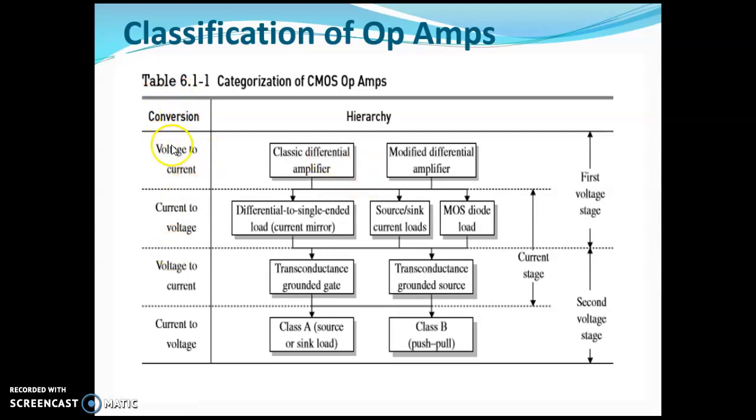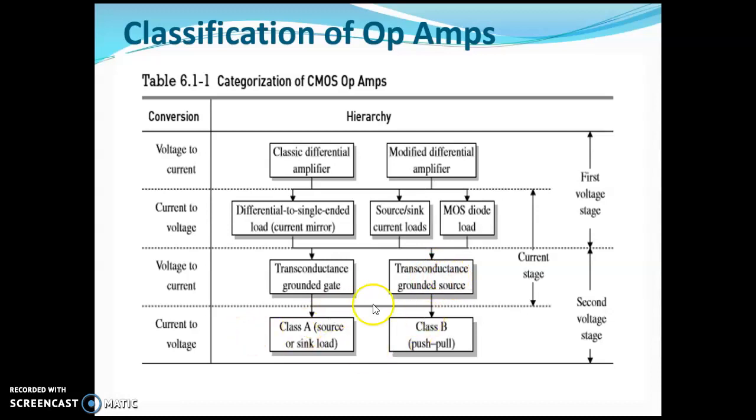In the first block you can see the voltage is converted to current. Here the current is converted to voltage. Again in the second block you can see voltage to current as well as current to voltage. So you can see the hierarchy of the CMOS op-amp. It consists of the classic differential amplifiers and the modified differential amplifiers. Under these two categories, in the second stage you get the current mirror, the source or sink current load, and the MOS diode load. Here is the voltage to current conversion, called the transconductance grounded gate and transconductance grounded source.